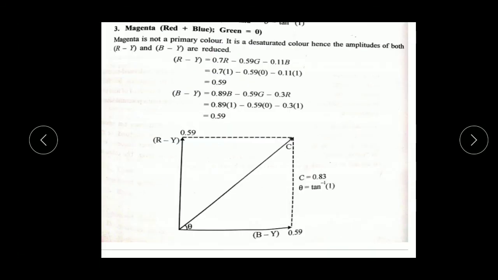Similarly for magenta. In the case of magenta, we add red plus blue and put green equal to 0. So R equals B equals 1 and G equals 0 in the equations for R minus Y and B minus Y. Then R minus Y equals 0.59, and similarly B minus Y equals 0.59. So we can calculate C equal to 0.89 and theta equal to tan inverse 1.